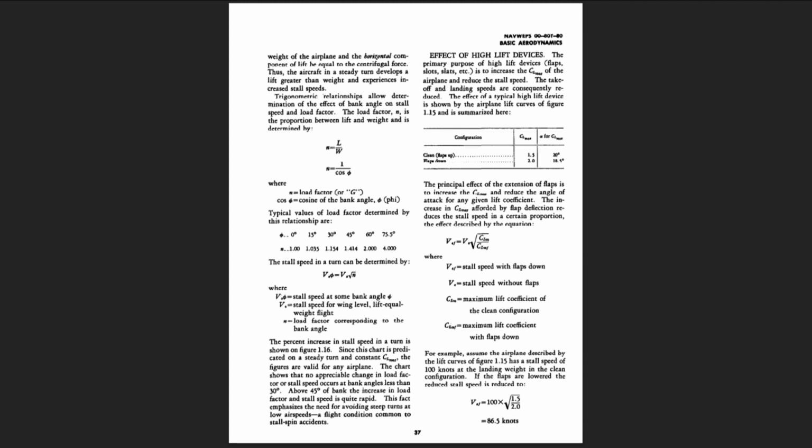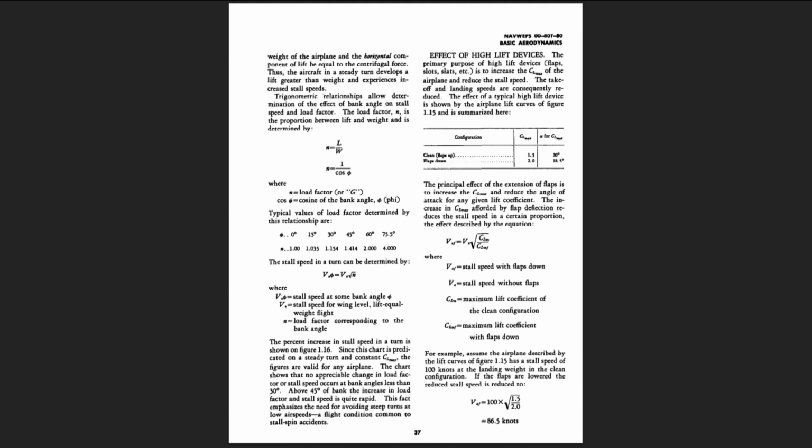Typical values of load factor determined by this relationship are: φ = 0 degrees, n = 1.00. φ = 15 degrees, n = 1.035. φ = 30 degrees, n = 1.154. φ = 45 degrees, n = 1.414. φ = 60 degrees, n = 2.000. φ = 75.5 degrees, n = 4.00.